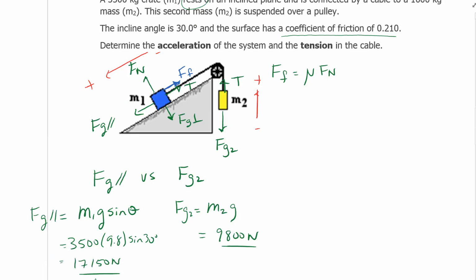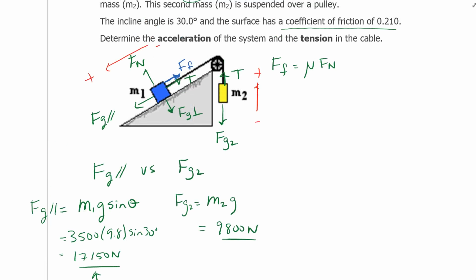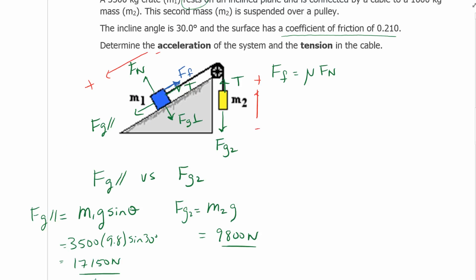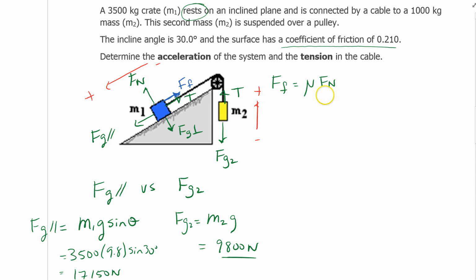Oh, right. So now that we got that, let me just help you with one more thing here. Let's calculate what this force of friction will be. Force of friction is equal to mu times the normal force. And what's the normal force? Well, the normal force is the same thing as FG perpendicular. So I'm going to say since Fn is equal to Fg perpendicular, that means that Fn is going to be equal to mg cos theta. So I'll put it in here, mg cos theta.